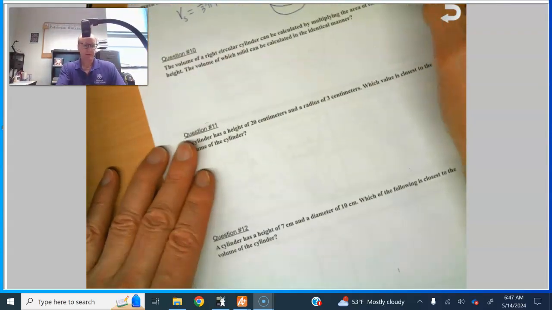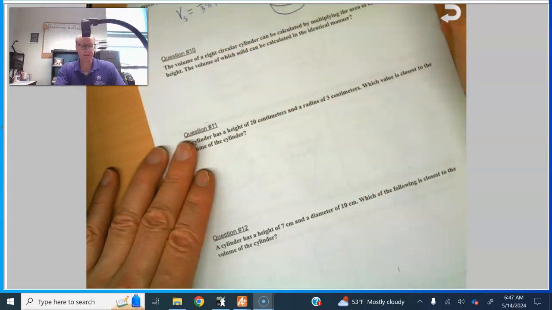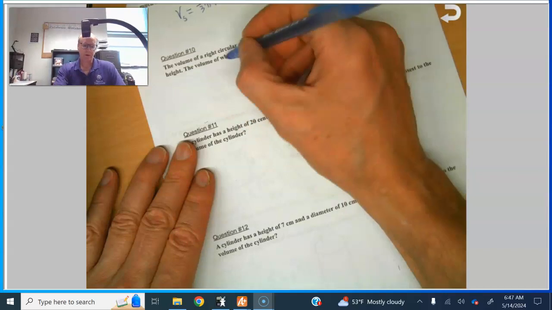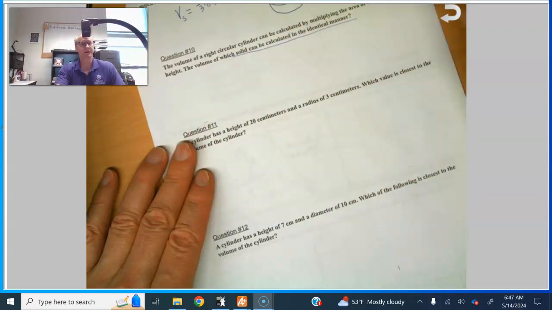Number 10 says the volume of a right circular cylinder can be calculated by multiplying the area of the base times height. The volume of which solid can also be calculated in the identical manner? All prisms are the area of the base times the height. There are many kinds of prisms.